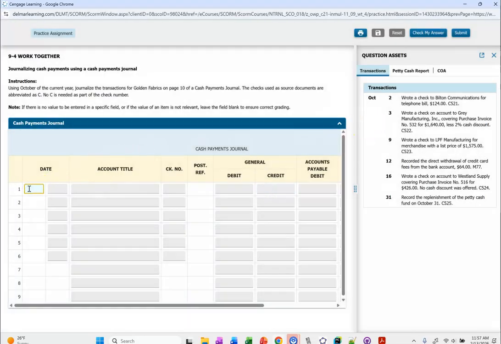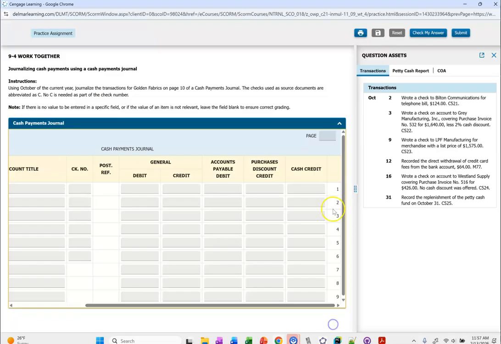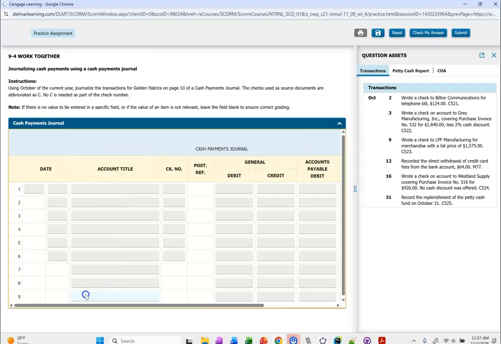All right. So I'm going to start by first entering the page number for my journal. The page number should be 10, in the directions, right? Okay, and we'll enter the month. What month are we doing? October. Okay, and my first transaction occurs on the 2nd. The October 2nd transaction says, wrote a check to Bilton Communications for telephone bill.